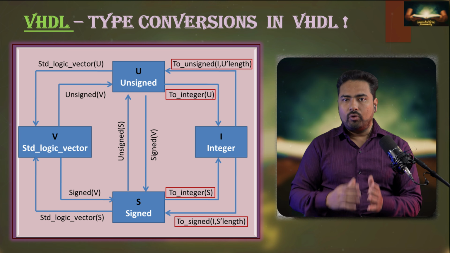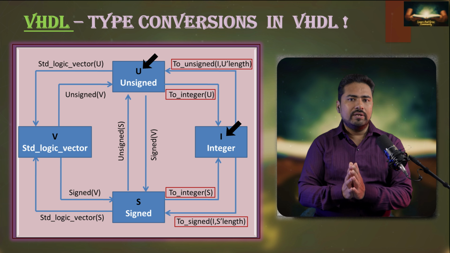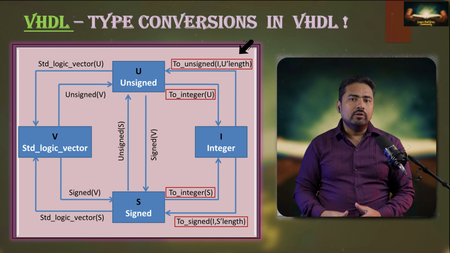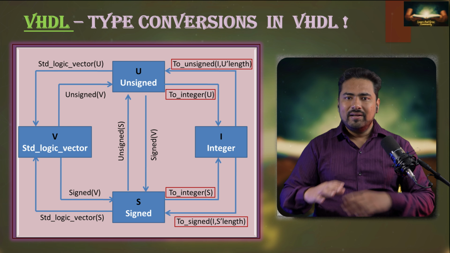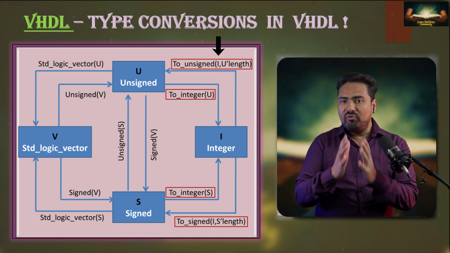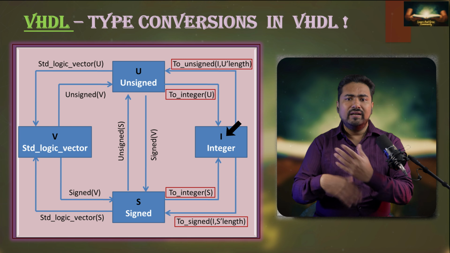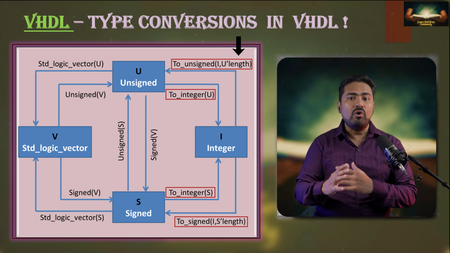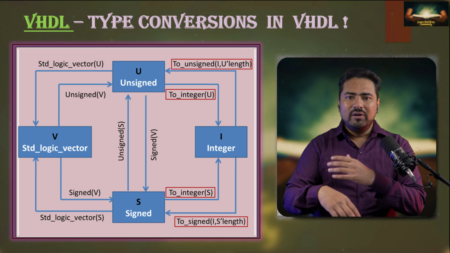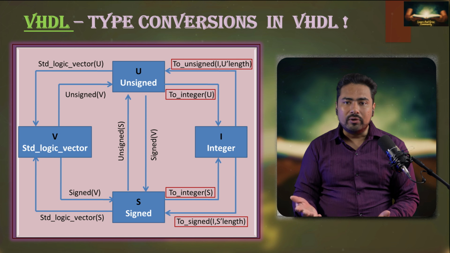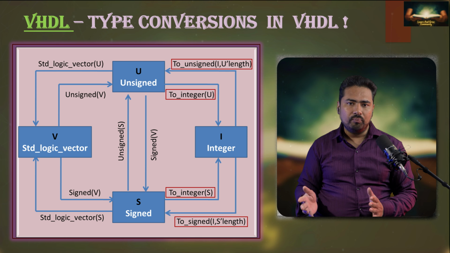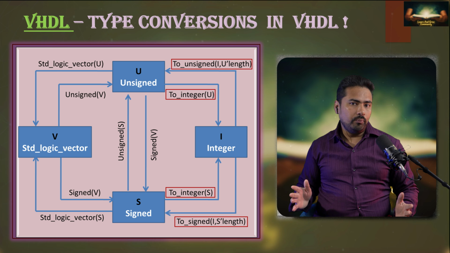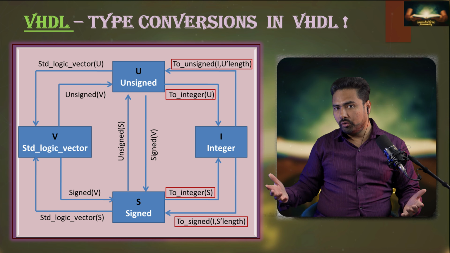So we can go from integer to unsigned using the to_unsigned function. Now, this function takes two parameters. The first parameter is the name of the integer signal, like the signal name is I here. And the second parameter is the size of the unsigned data type. Note that you also need to take care of potential overflow. If the unsigned vector is not large enough to hold the integer value, then it can cause an overflow.